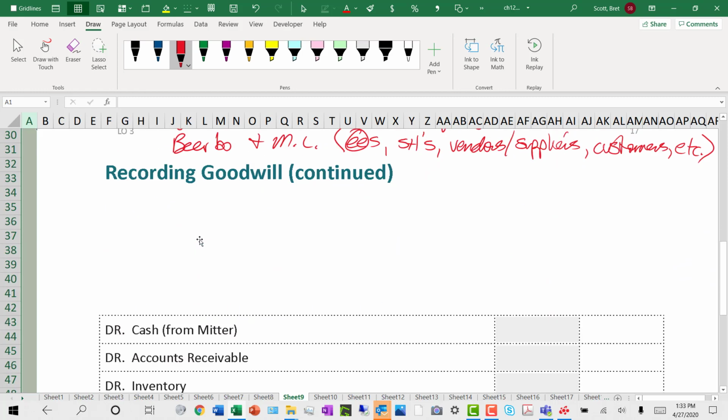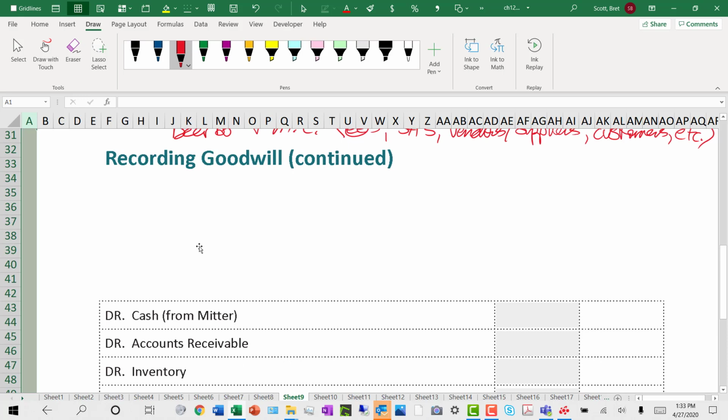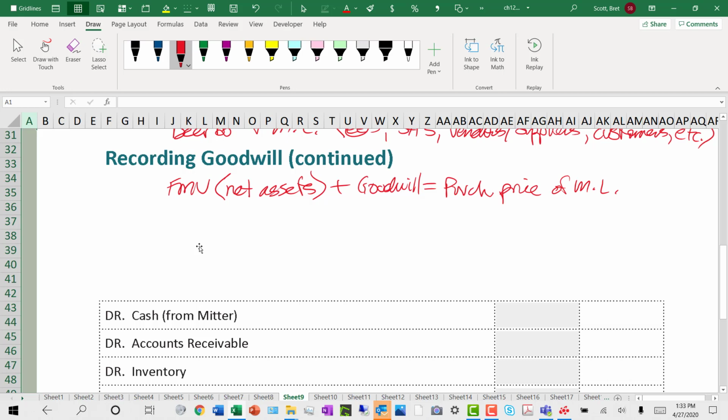Now let's look at how we're going to account for this thing. So keep in mind that the fair market value, what we're talking about here is we got a fair market value of Mineral Light's net assets, right? And we've got goodwill. Right? The sum of those is going to be the purchase price of Mineral Light. Okay? Now, some things to keep in mind about that, right?